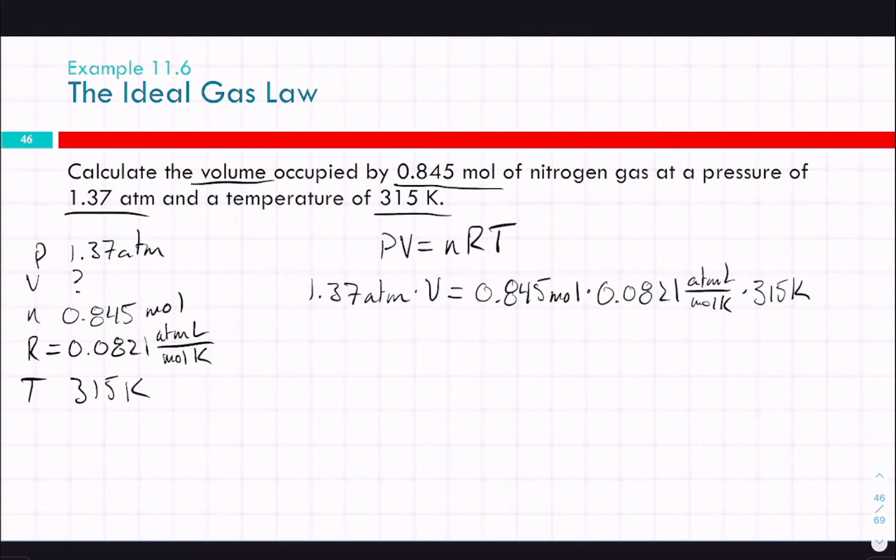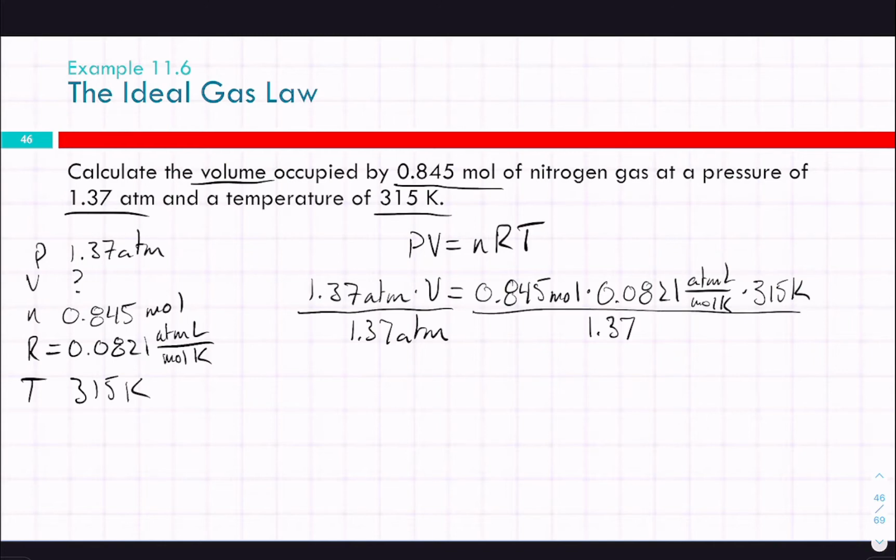Move this over too. So then we just have to take both sides and divide them by 1.37 atmospheres. And then solve the math on the right side of this equation. You could also do all of the multiplication on the right side and then divide by 1.37. Those steps don't matter what order you do them in.